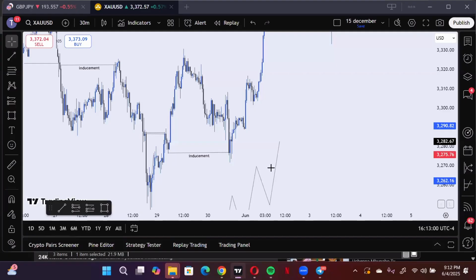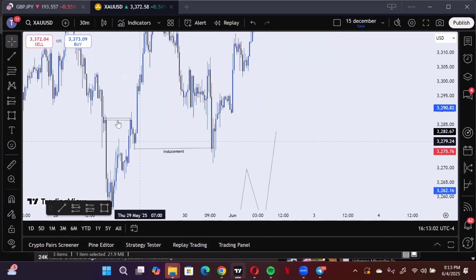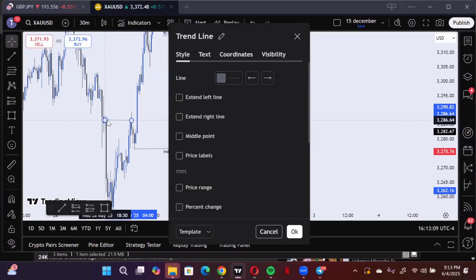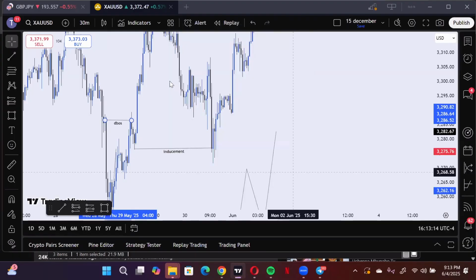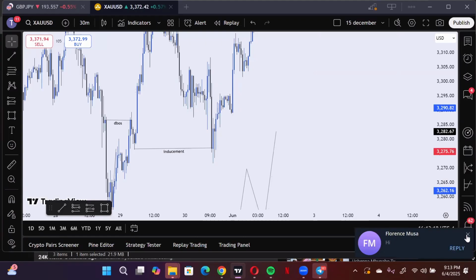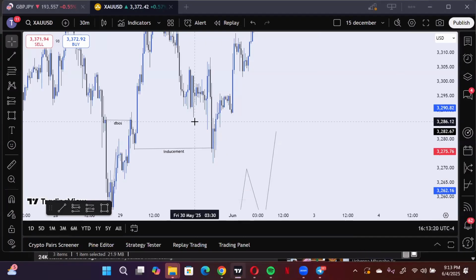For this particular example, the market gave us a double break of structure here when it took out this high plus this previously existing zone. After that, market pulled back and gave us our inducement before pushing back up. So we have 2 out of 3. The first one is a double break of structure. The second one is the liquidity, which is the inducement. So it's now time to look for the third one.